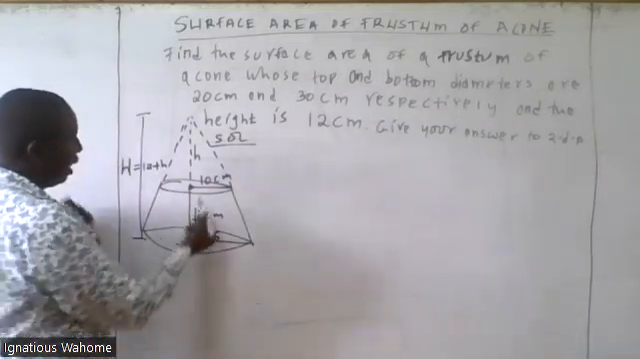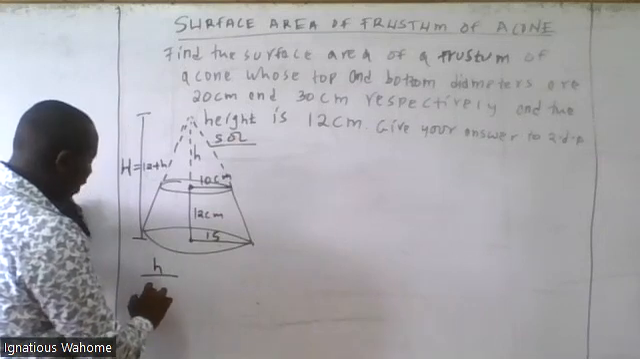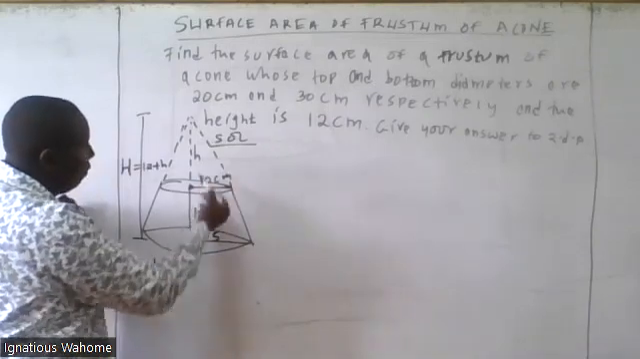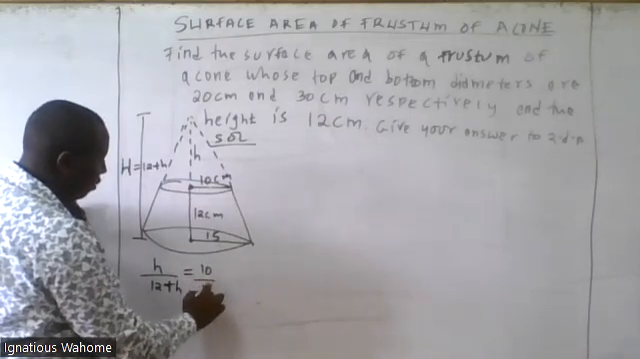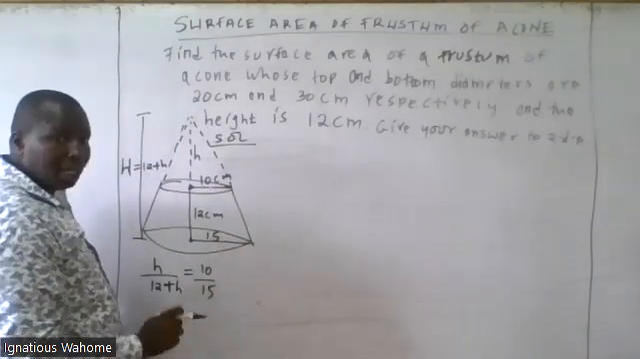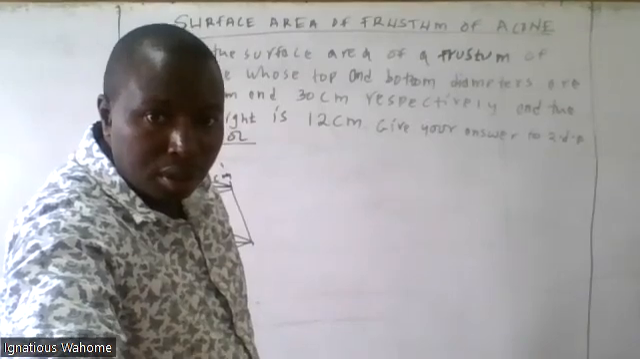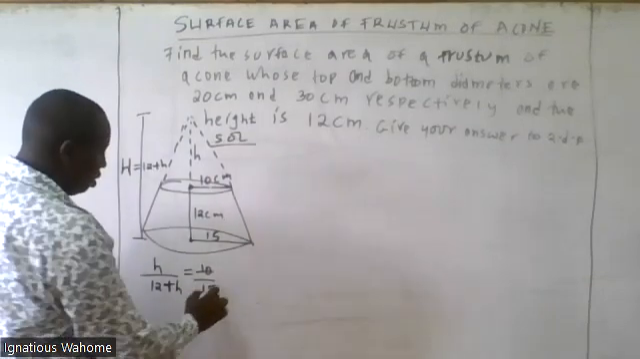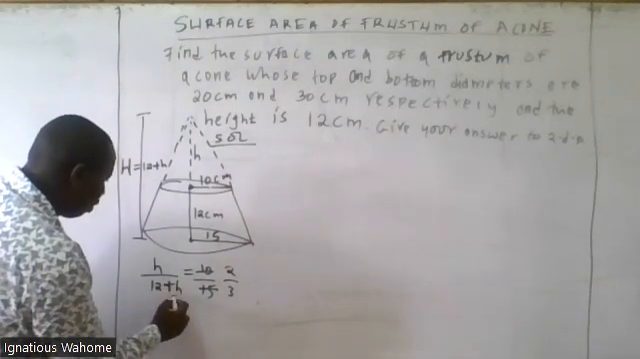When you want to find the height of the small one, you always use similarity. You say the height of the small one, h, over 12 plus h, where 12 plus h is the height of the original cone, is equal to the radius of the top over the radius of the bottom, 10 over 15. You can simplify by 5: 2 over 3. So h over 12 plus h is equal to 2 over 3.